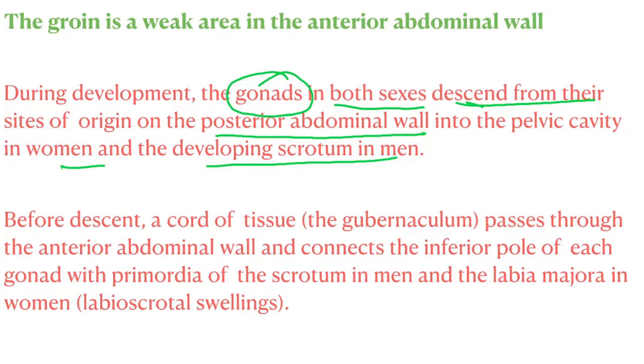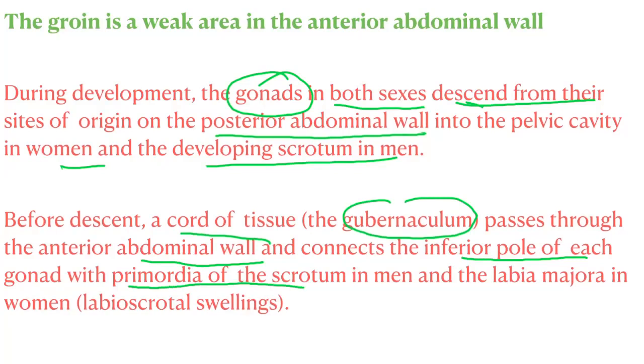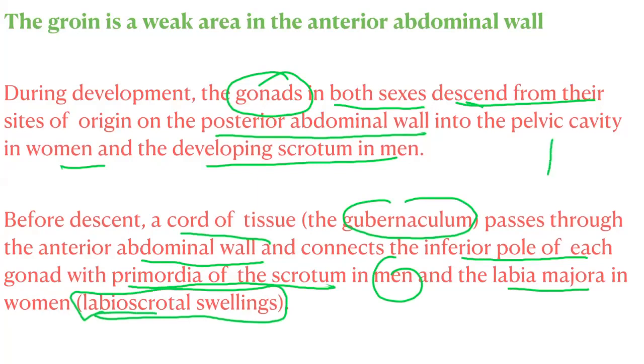Before descent, a cord of tissue called the gubernaculum passes through the anterior abdominal wall and connects the inferior pole of each gonad with primordia of the scrotum. That means the precursor of the scrotum in men and the labia majora in women. They are called labioscrotal swellings. So the gubernaculum passes through the anterior abdominal wall and connects with the labioscrotal swellings, or the primordia of the scrotum.